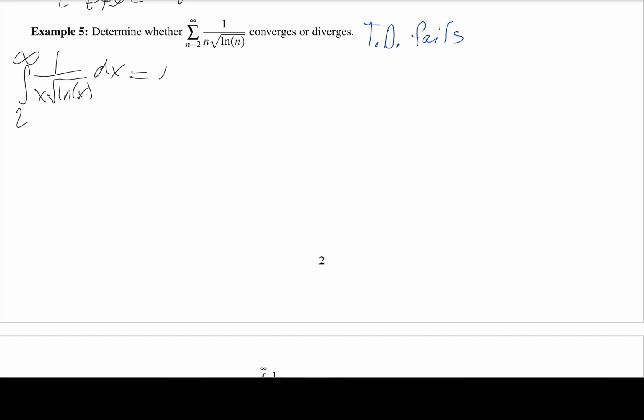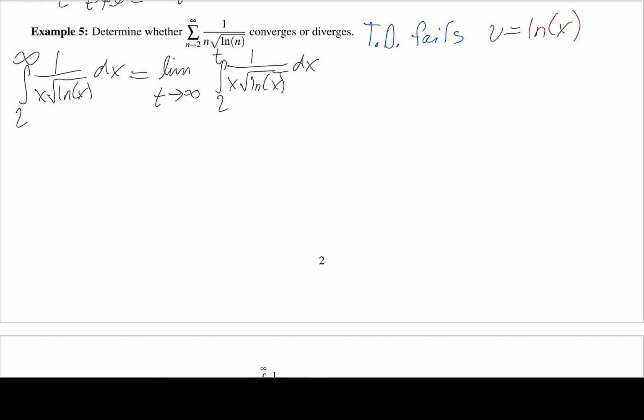Okay, so this will become the limit as t goes to infinity of the integral from 2 to t of 1 over x square root ln x dx. And so now the u substitution that I'm going to use is u equals ln x, because then I can cancel out this little x value right there.